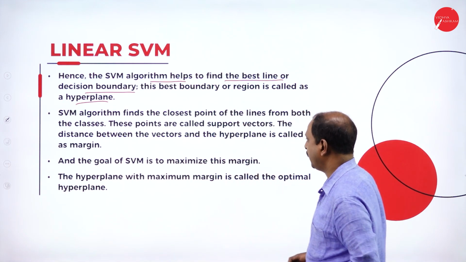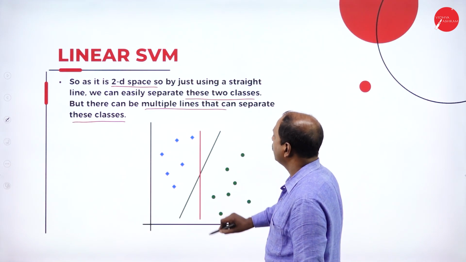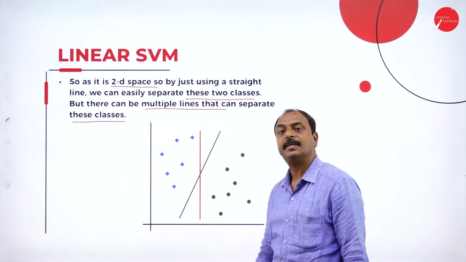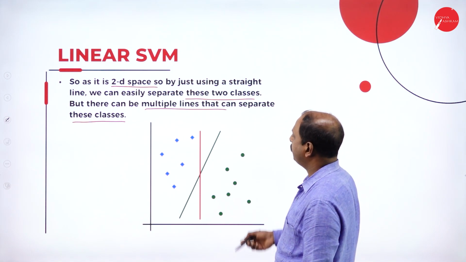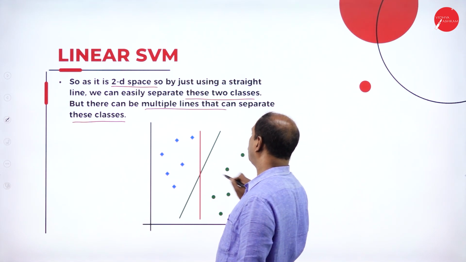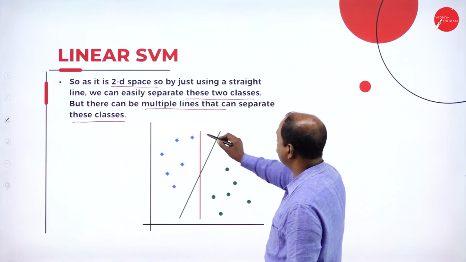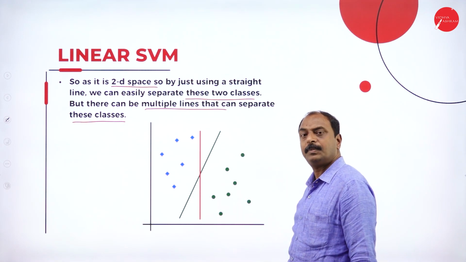So in the previous slide, you have seen that. Here, in this one, we can find out which is the best boundary or which is the best line that is going to separate these two different classes. So here we have to select this. Then what is the procedure for that?